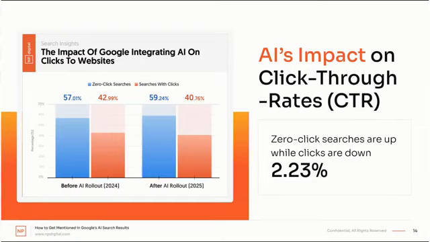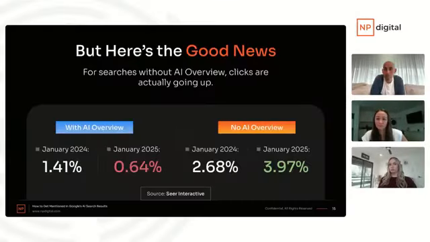It's also impacted click rates. As I mentioned, we're seeing more zero-click searches from all of this, but keep in mind, more people are using Google, so people can still get quite a bit of traffic to their website, and more than they could have 4 or 5 years ago. But here's the good news, okay? With AI overviews, people have seen decreases in clicks, but for the keywords and search phrases that don't have AI overviews, we're actually seeing an increase in clicks.